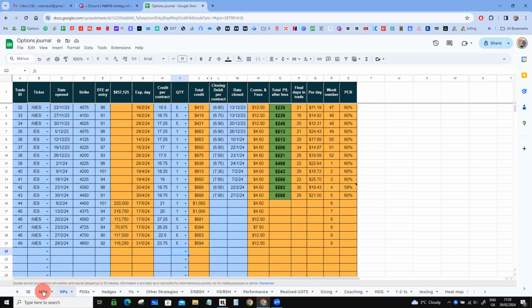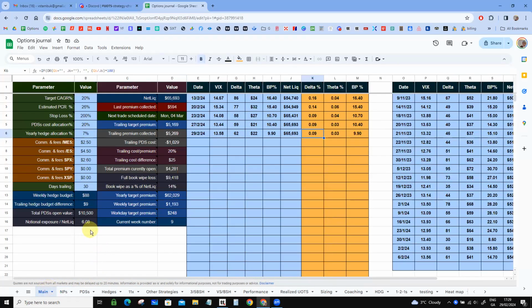So let's take a look at the main page, and we haven't looked into these metrics here in a while. So let's take a look, see what's going on. Trailing cost premium, this is over the last 30 days. As you can see here, we are spending 20%. So we are on target here. As a matter of fact, we are a little bit under by $25, so that's fine.